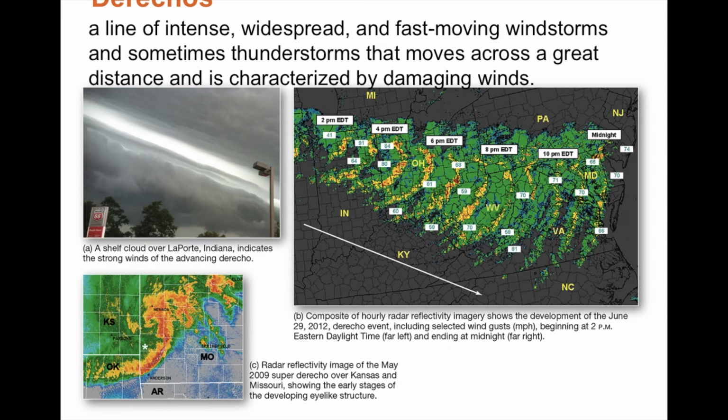Now, derechos are lines of intense, widespread, and fast-moving windstorms and sometimes thunderstorms that move across a great distance and are characterized by damaging winds. These are associated, again, with usually a cold front coming through, with that line between the air masses and a large area of rising air.